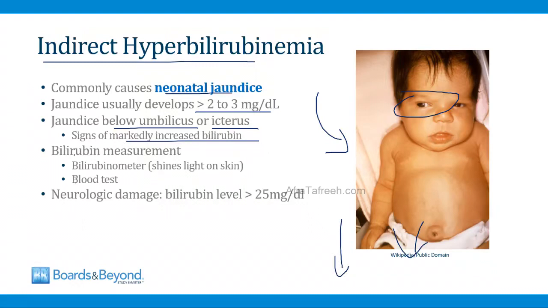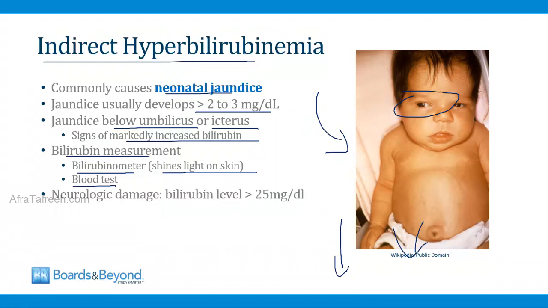There are a couple of ways that bilirubin can be measured in a newborn baby. One of the most common ways is to use a simple device called a bilirubinometer that shines light on the skin and uses the light reflection to estimate the level of bilirubin. You can also do a formal blood test and measure the level of total bilirubin, indirect bilirubin, and direct bilirubin.